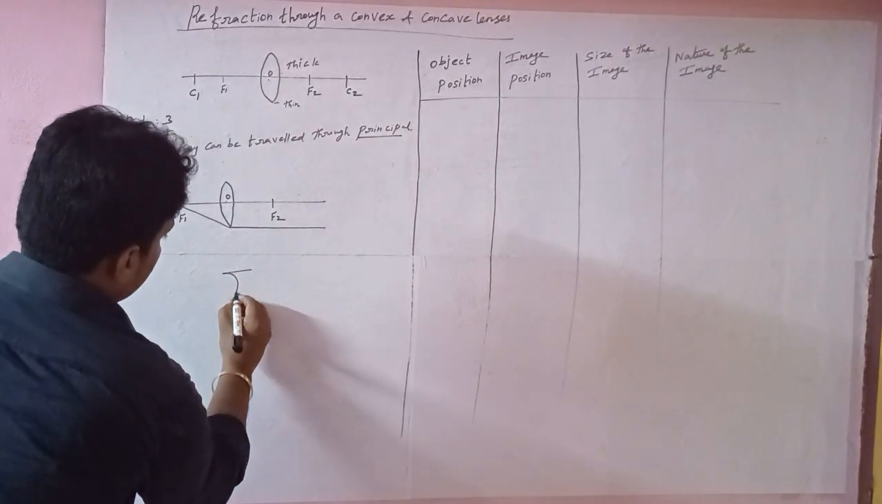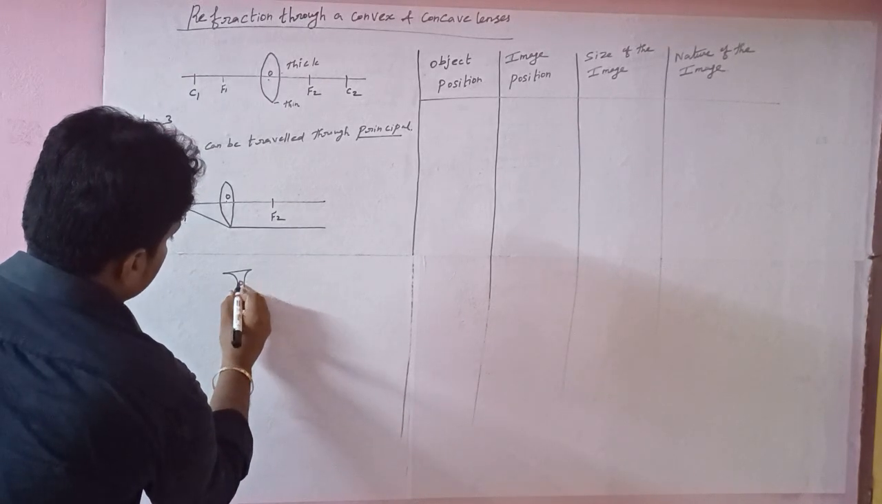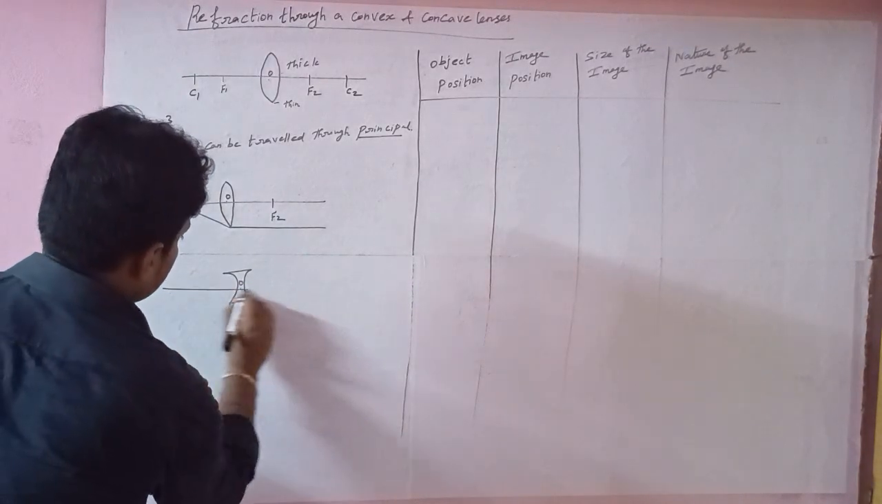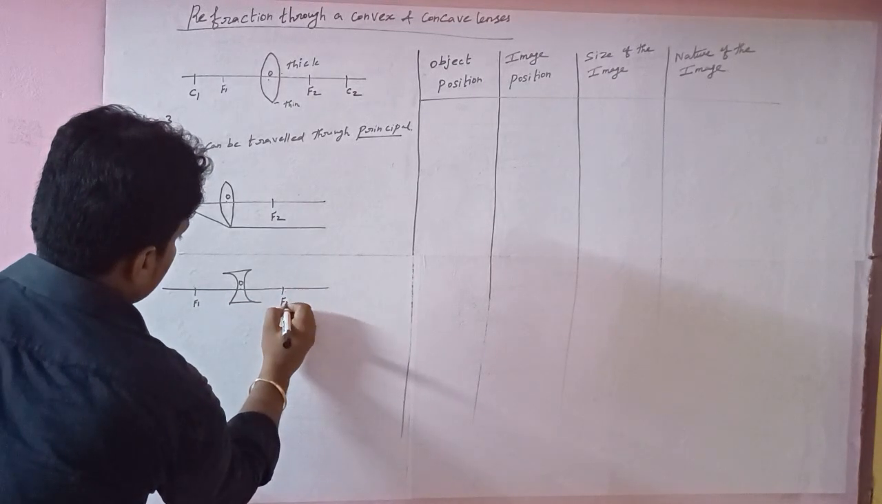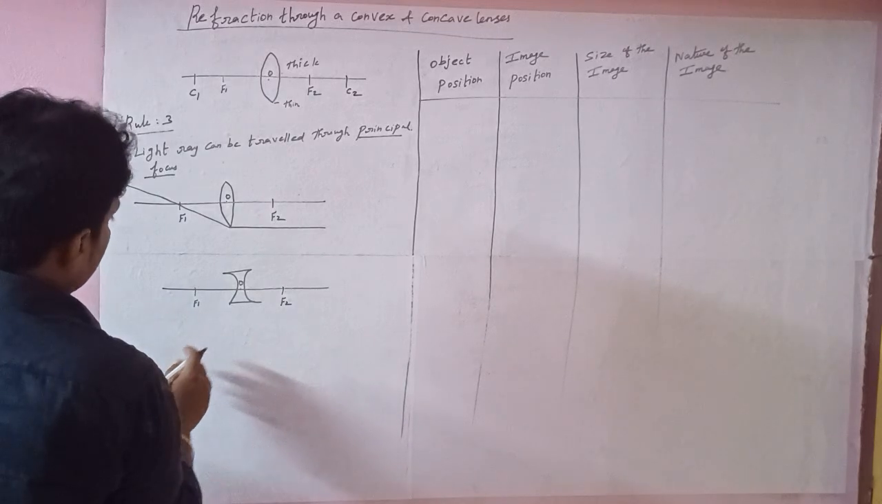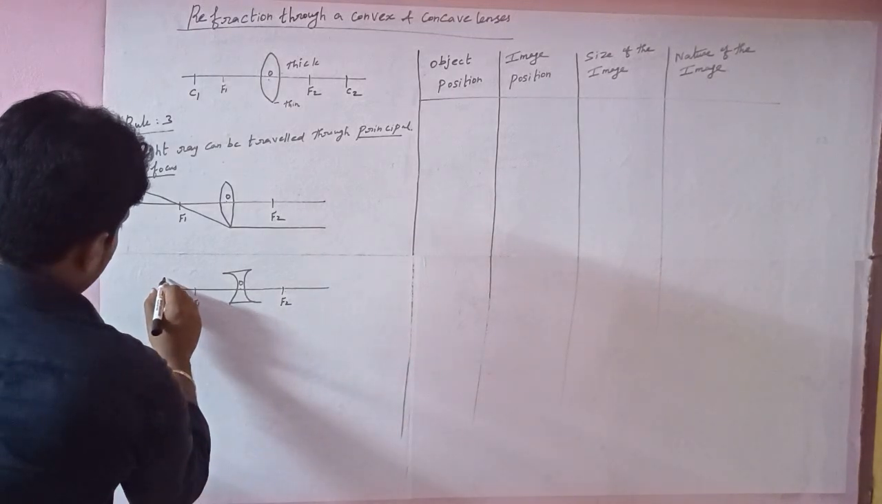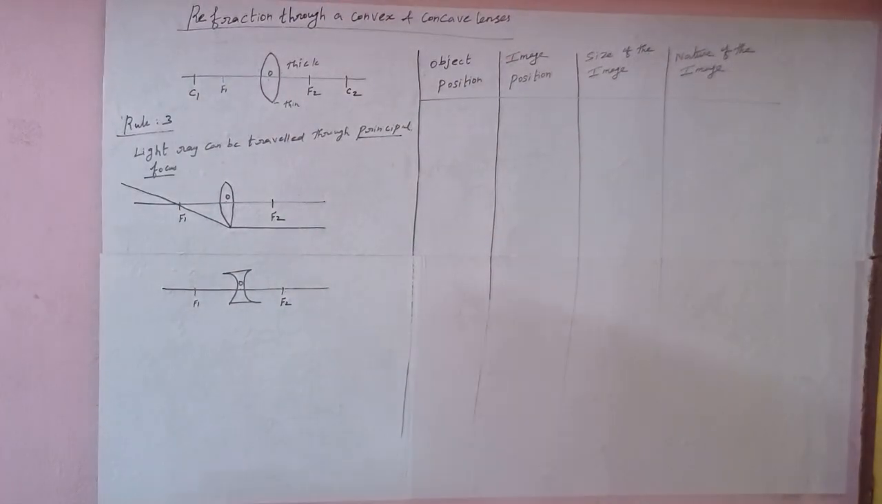Next, you have to consider the concave lens. What is the concave lens? Concave lens. O is the optic center. This is the principal axis. F1 is the object and F2 is the image. So note it in the condition. For example, this is the concave lens. We know that the concave lens is the diverging lens.